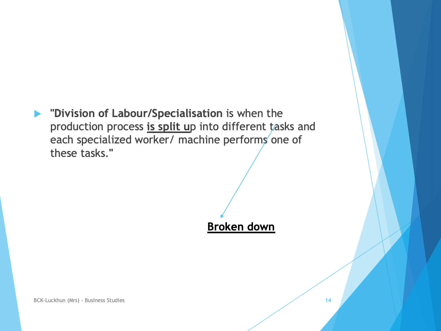So, when we look at the definition of division of labor, this is when the production process is split up into different tasks and each specialized worker or machine performs one of these tasks. When we are talking about splitting up of the task, in other words, it means the task has been broken down.